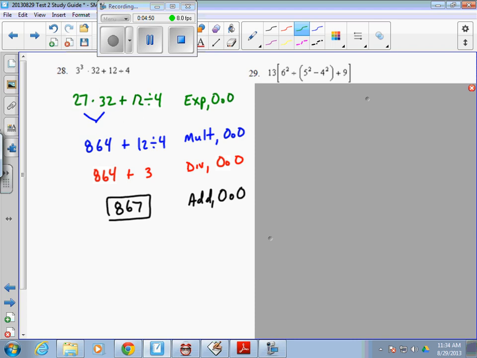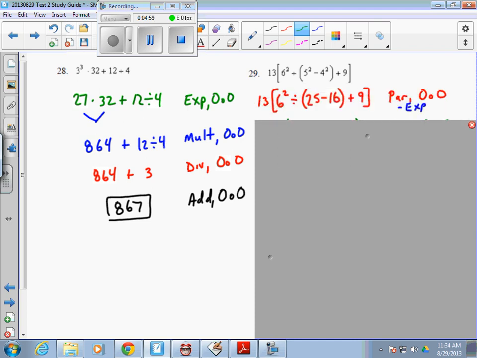Number 29 says 13 times 6 squared divided by (5 squared minus 4 squared) plus 9. The first thing you need to do is what's in the innermost parentheses, 5 squared minus 4 squared. Now, what's inside those parentheses, you have to square 5, which gives you 25.